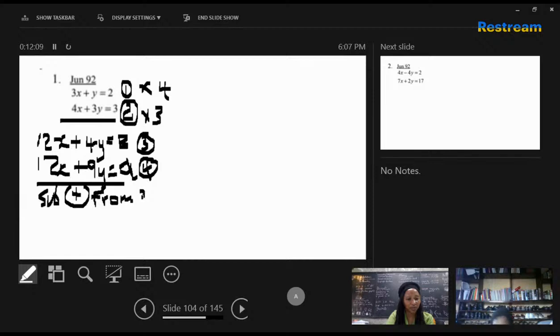Which will leave us with what? Okay. So the 12x minus 12x will give 0. Okay, so that's gone. Yes. Right? So, 9y from 4y, 4y minus 9y would give negative 5y. Okay.